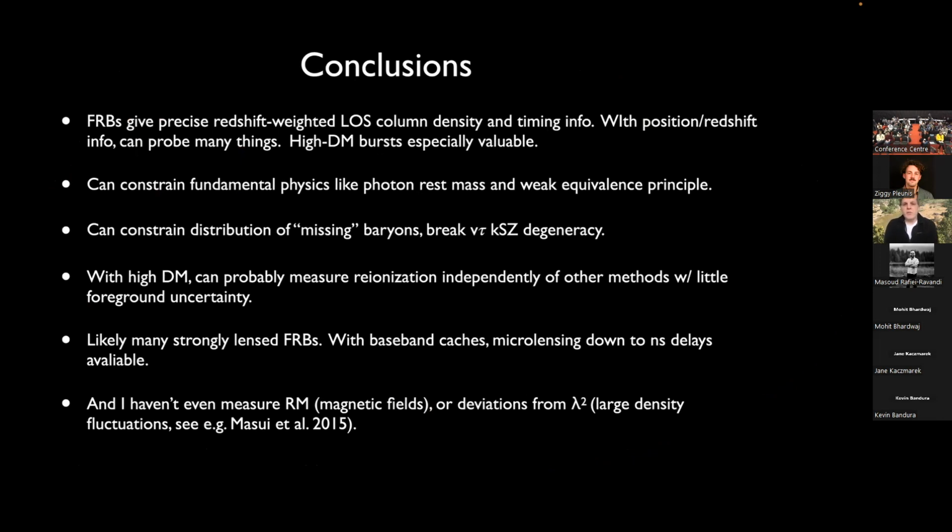But yeah, just using the column density and the timing info with positions and redshifts, which again, the game is going to change very soon, we can probe an awful lot of things. I do think that the high DM bursts are going to be especially valuable, both for the kSZ and for the reionization science. So if you're wondering if you should push to make your pipeline efficient at high DM, I would absolutely encourage you to do that. That's usually just a software problem, not a hardware problem.